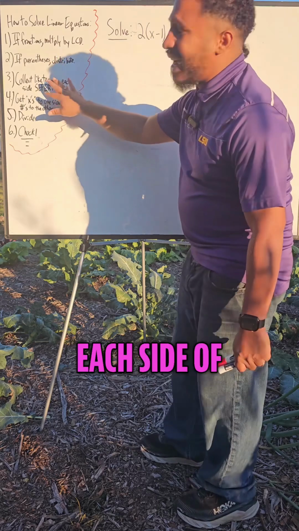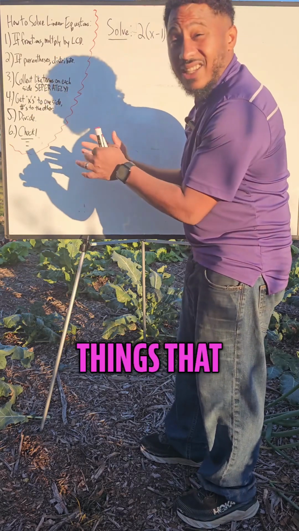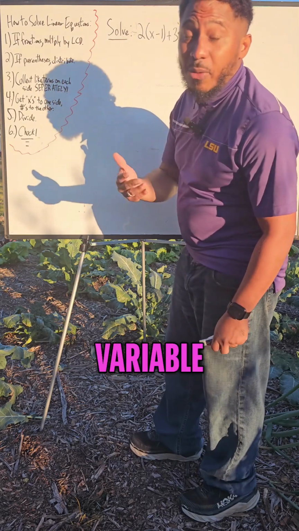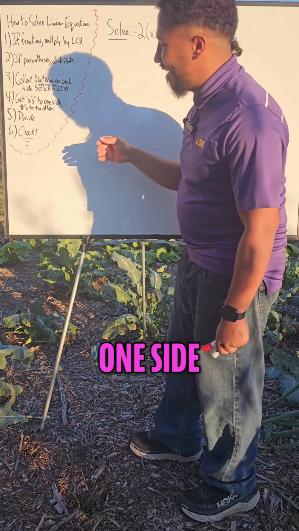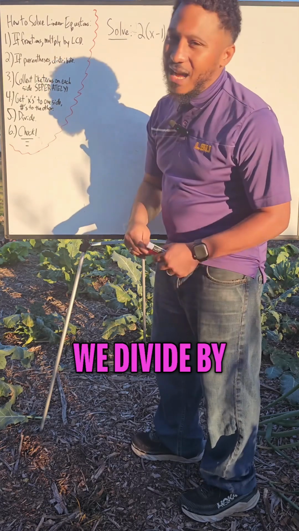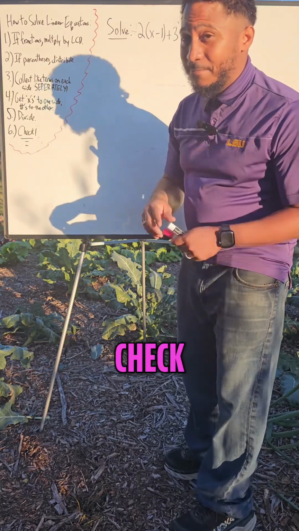Then we look on each side of the equation separately, each side of the equal sign separately, and collect things that are alike. Next, we get the x's, or whatever variable we're dealing with, to one side, the numbers to the other side. And then lastly, we divide by the number in front of that x. But don't forget, we have to check, okay?